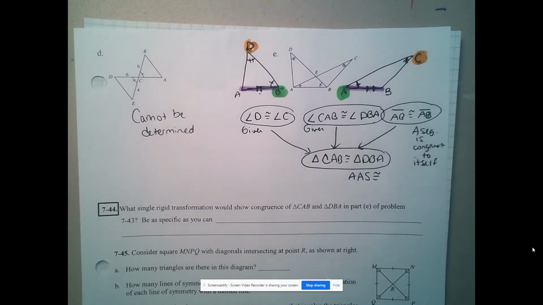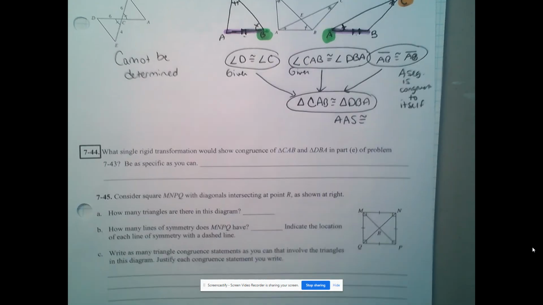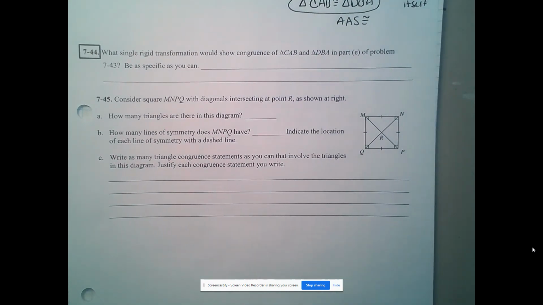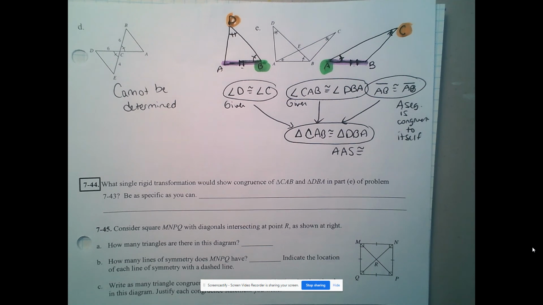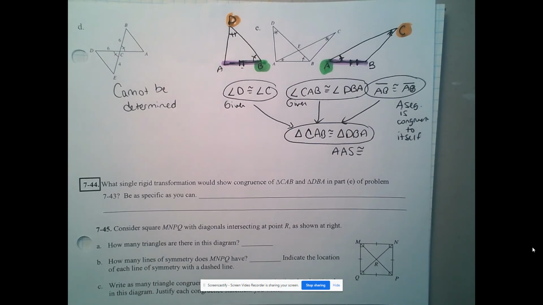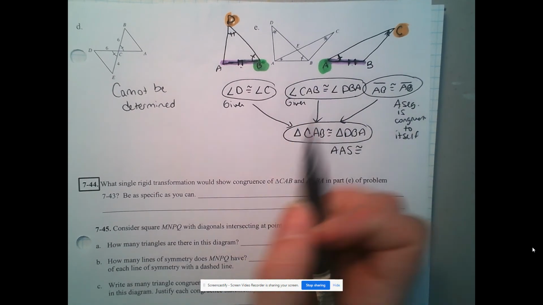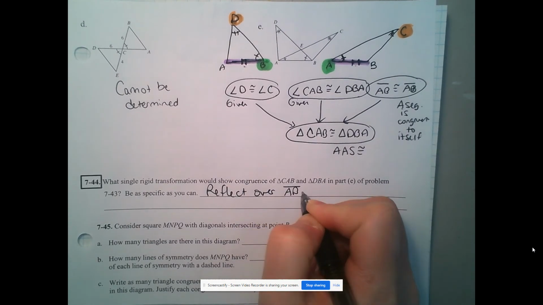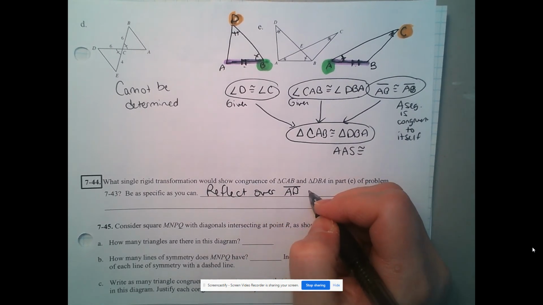All right, so the last question on here, 744, is looking at that square. What single rigid, oh, I'm sorry, that's not the square one. Which single rigid transformation would show congruence of triangle CAB and DBA in part E of the last problem? What could we use? I would do a reflection. I would reflect over AB, the side that's here at the bottom, let's see, reflect across the line.